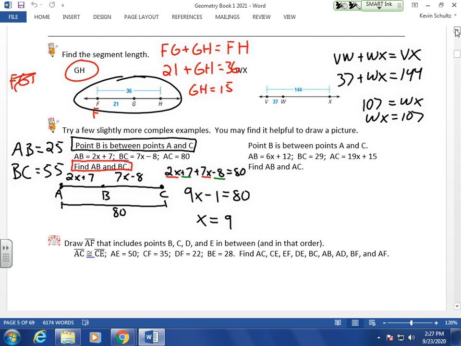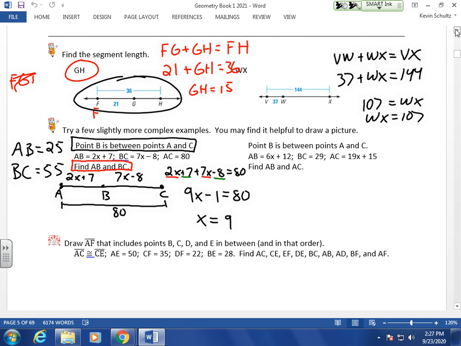And we can verify that we're right here because if AB plus BC equals AC, does 25 plus 55 equal 80? Yes, it does. So we know that we're right. Okay. The second one I'm going to leave you to do for homework, just like I did with the blue group. Same kind of situation here.